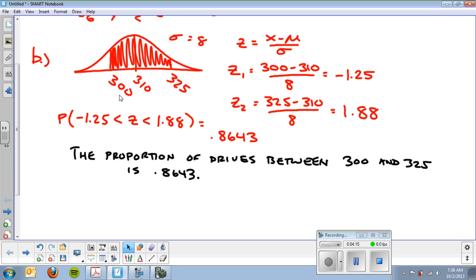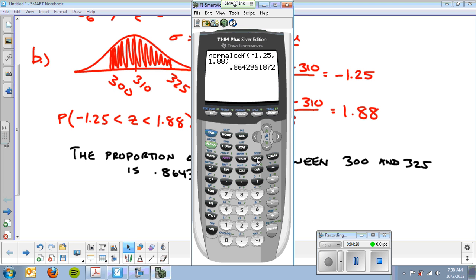Okay, now just another quick show of the calculator, how to input. Let's say I wanted the less than 300, to the left of 300. How I type that in is normal CDF. Now, my lower, I'm going to make -1 and a bunch of zeros because I'm going all the way to the left, comma, my upper I want to be -1.25. So that would be the area to the left of 300. And again, same thing if I wanted the area left of 325, I just would use the z-score of 1.88. So we've seen a lot going to the right. This is one going to the left. You use -1 and a bunch of zeros. That's way, way to the left.